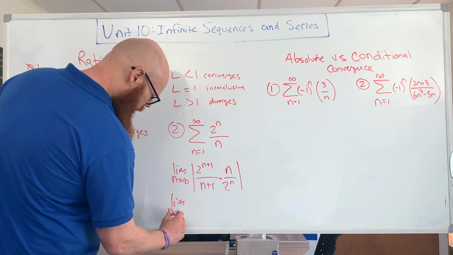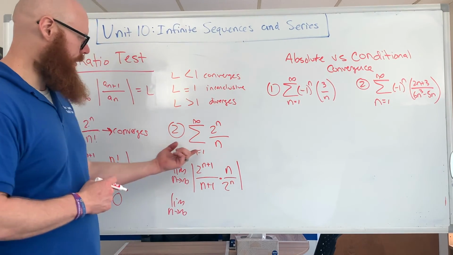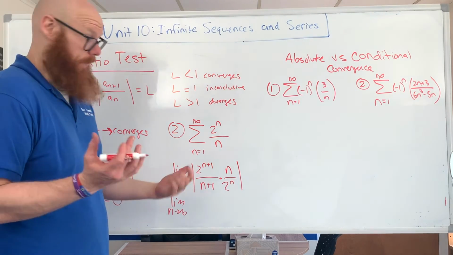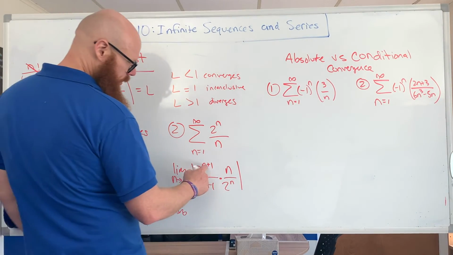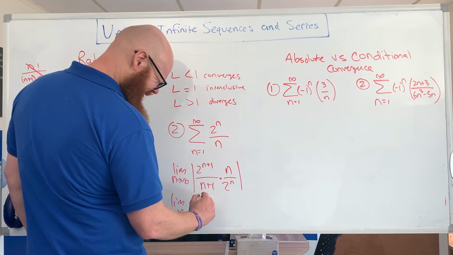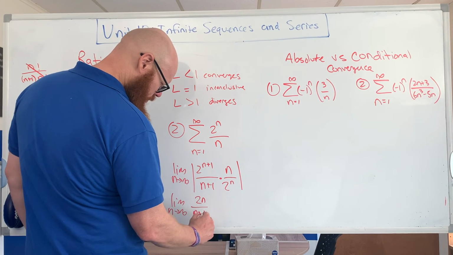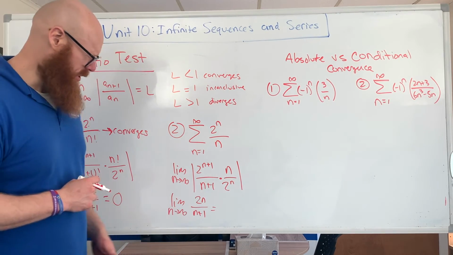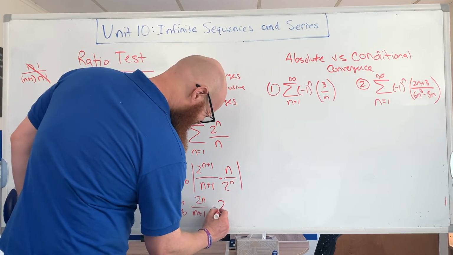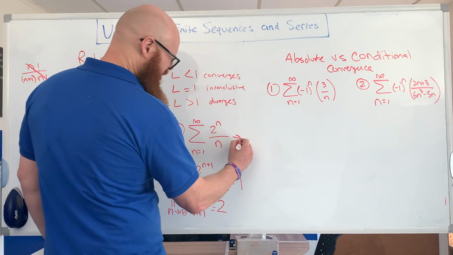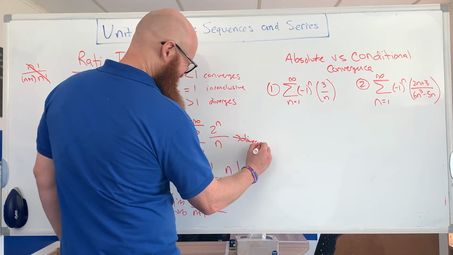Again, at least for these problems, we know that the n's are positive and it's not alternating, so the absolute value is not really necessary at this point. 2 to the n plus 1 over 2 to the n we just saw is 2. Then we just have n over n plus 1. And what that limit turns out to be is 2. So 2 is bigger than 1, so this one diverges.